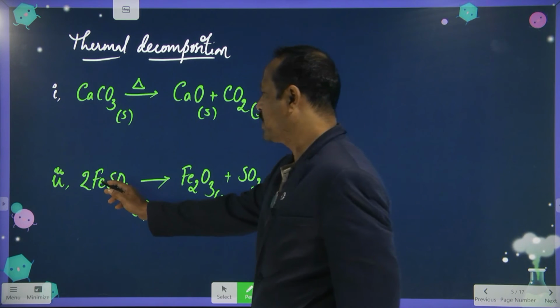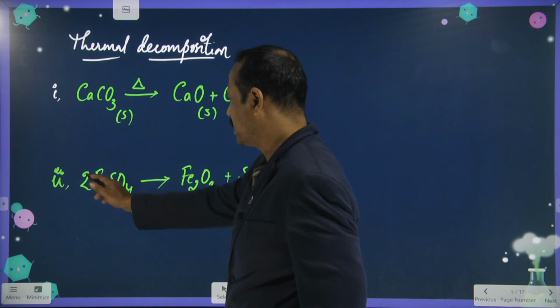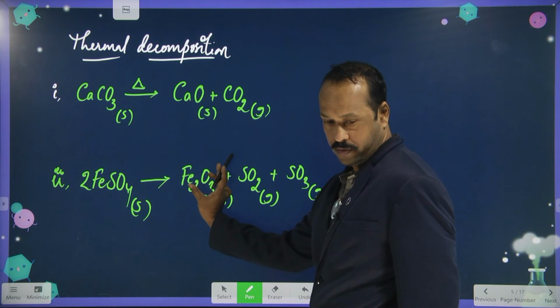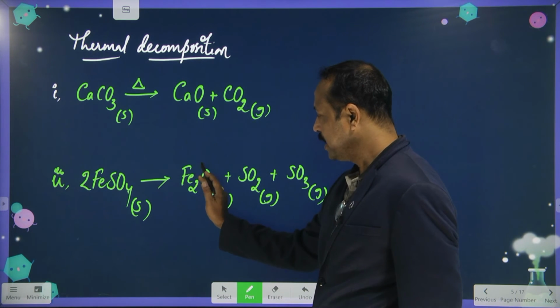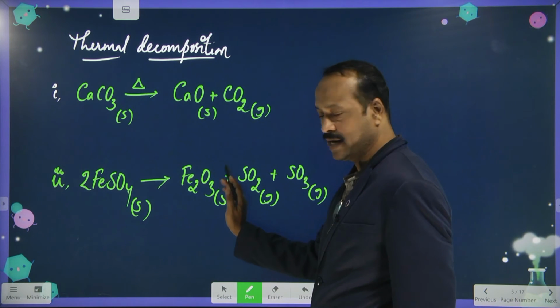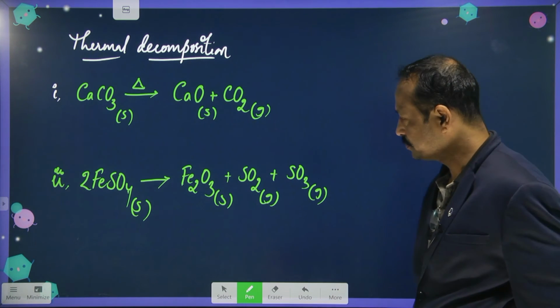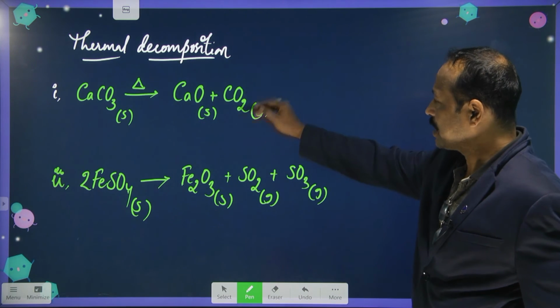Individually you can write 2 Fe. But here it is a compound. This compound is formed by combining 2 irons and 3 oxygen atoms. So that's why we write the formula as Fe2O3. So this is thermal decomposition.